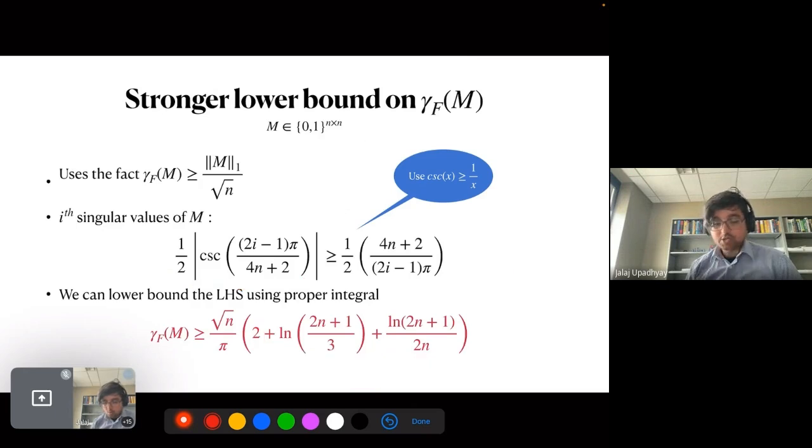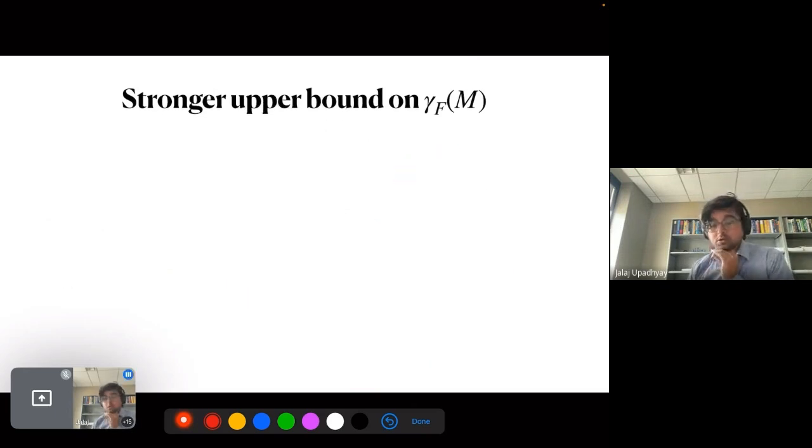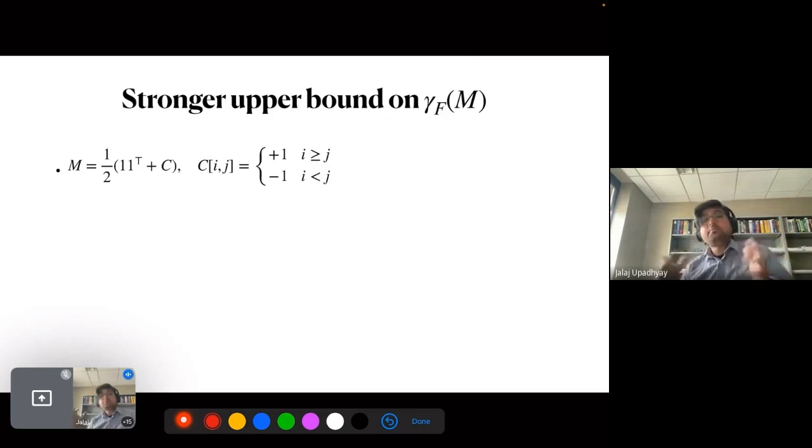Now, what about the upper bound? This is something that is not in the SODA paper. So how can we get to the upper bound? I will take a step back and say, well, I know this is a norm. So I break it down into two matrices which are easy to understand. One function is just the all-ones matrix, very easy. And the other one is matrix C, which is all ones in the lower triangle and minus one in the upper triangle, and the diagonal is one.